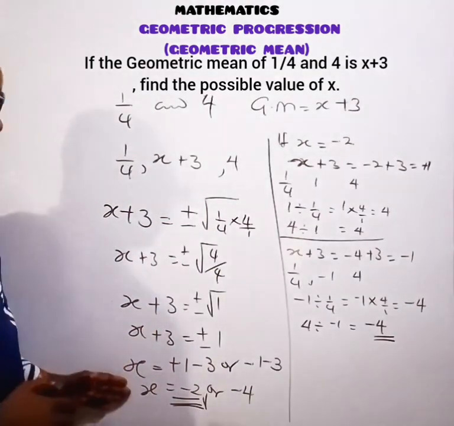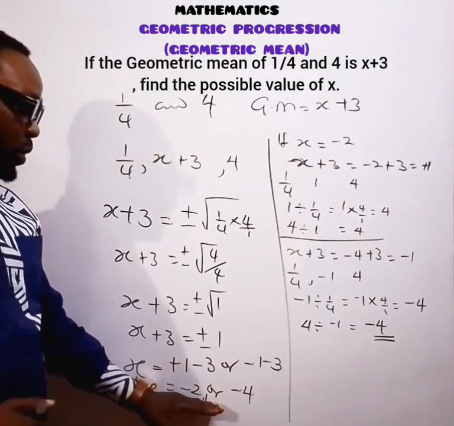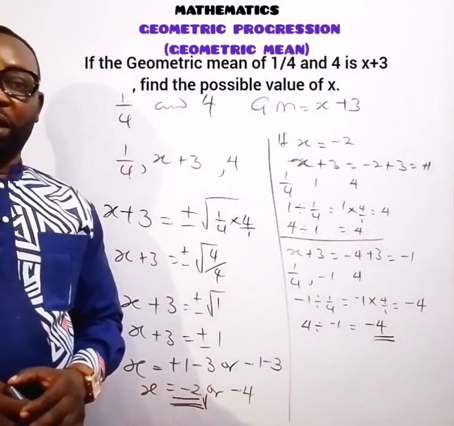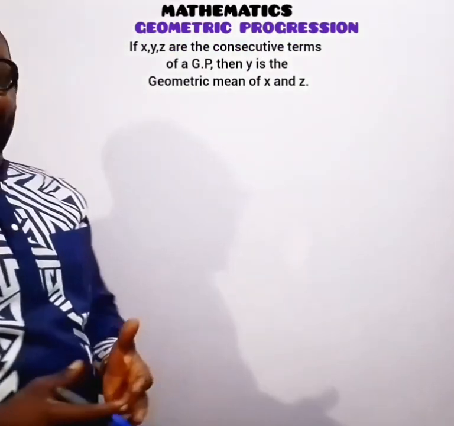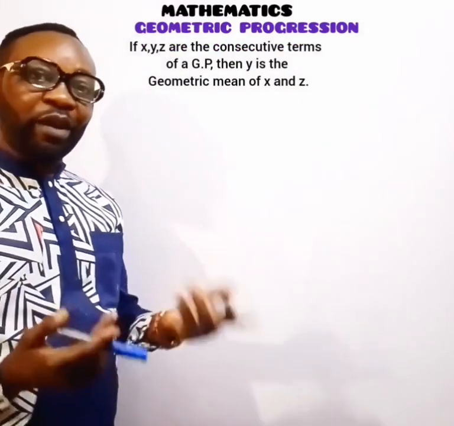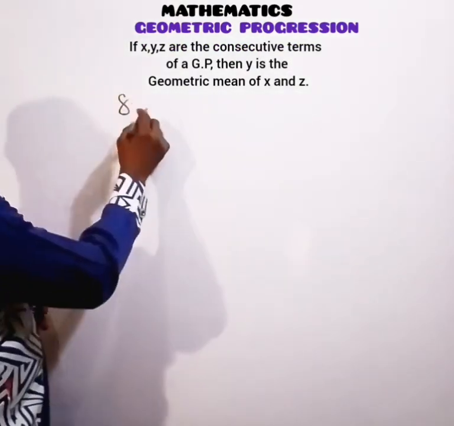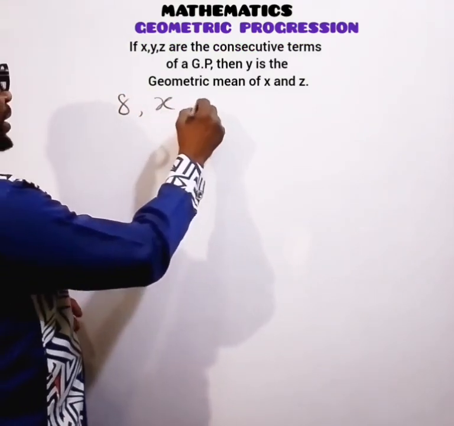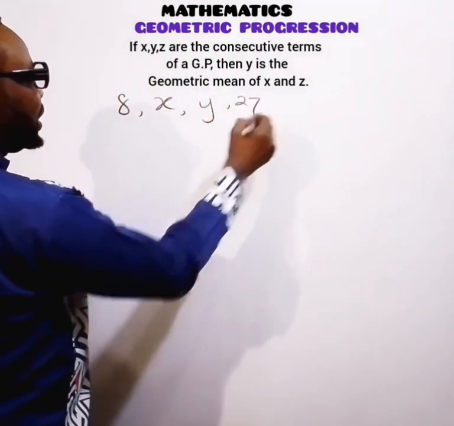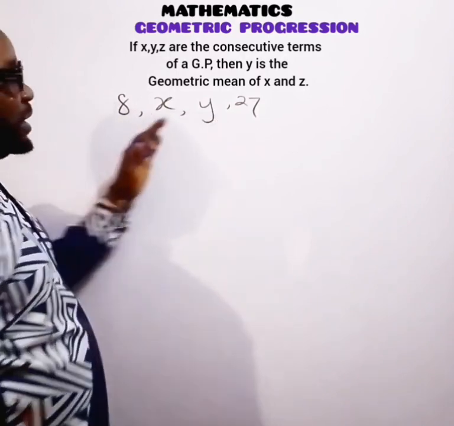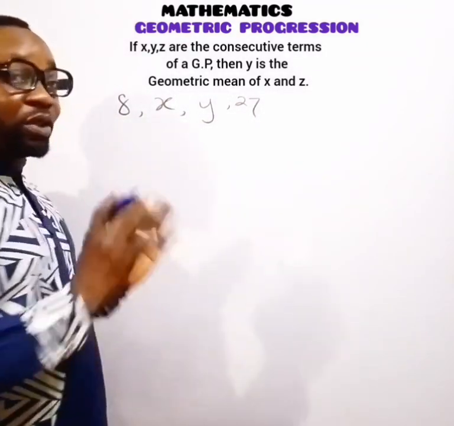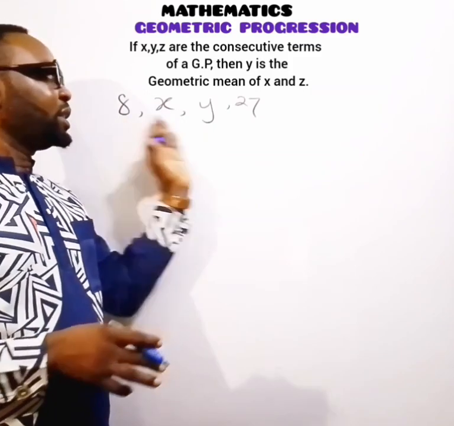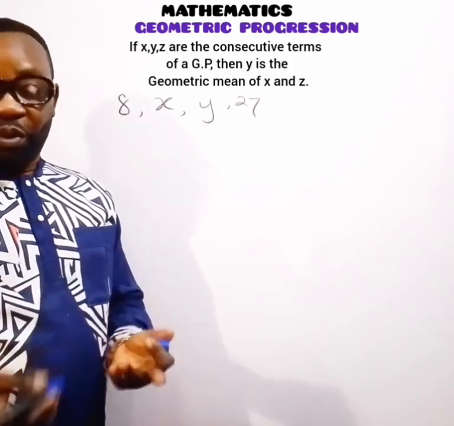So it has been able to find the value of x to be equal to minus 2 and minus 4. The question given to us here asks us to find the value of x and y. We have those values to be 8, x, y, and 27. We are asked to find these x and y. They are in geometric progression. They have already told us that these set of terms are geometric progression.